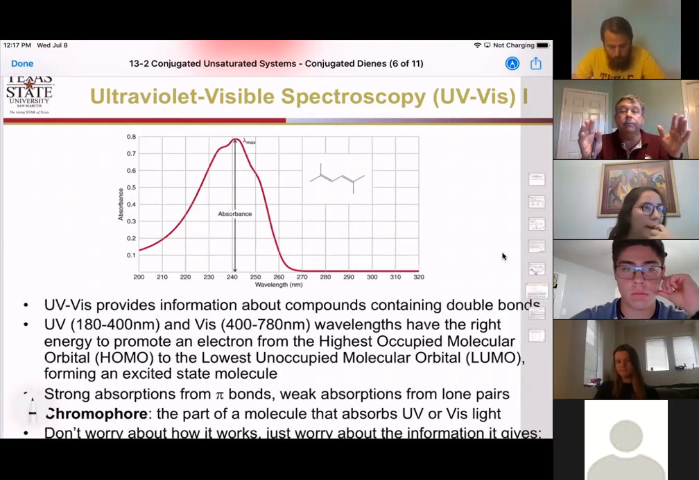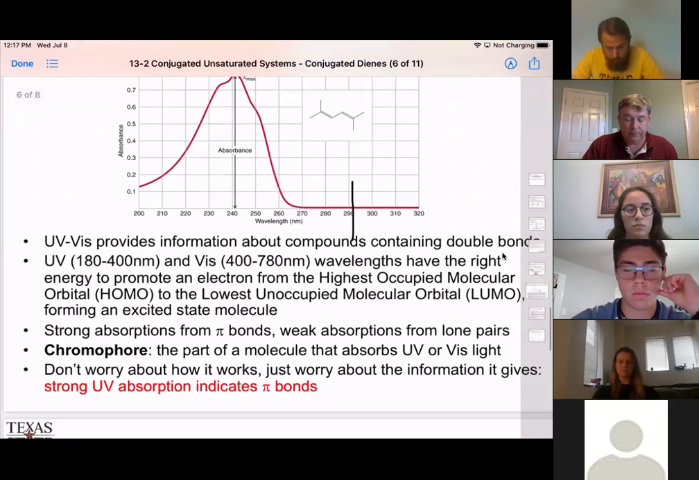You can have only one small part of the molecule actually absorbing energy, and it will absorb light. The rest of the molecule doesn't have to. So the part of the molecule that does absorb that UV or visible light is what we call the chromophore, okay?